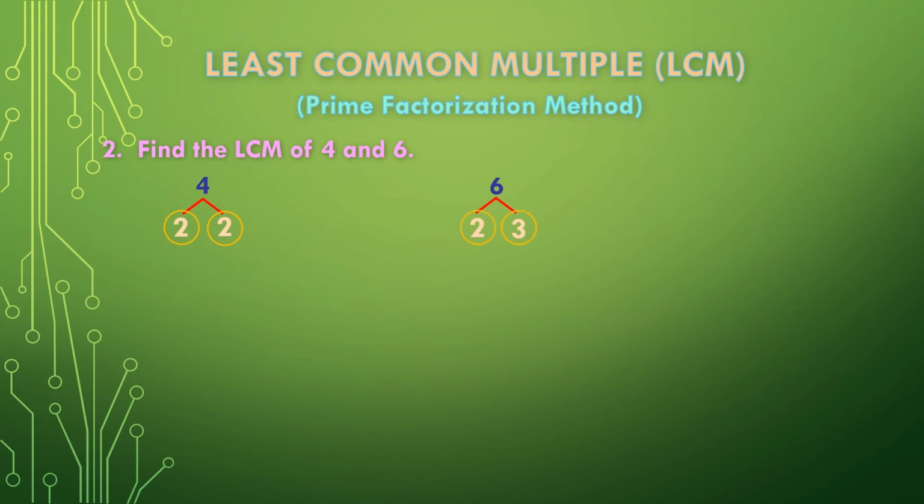After breaking down 4 and 6 into their prime factors, we list their prime factors in columns next to them. So let's write down 4 and 6 again. Now, let's write these two factors of 4 here, opposite 4.